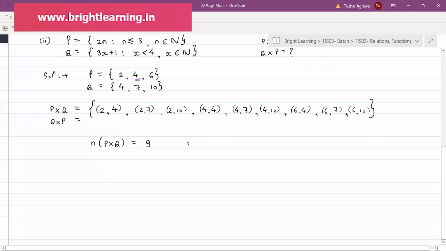The other notation for this: sir, P cross Q is a set only, a single set. N of P cross Q can also be written in terms of the modulus sign. For numbers, we call this operation modulus, like mod of minus 5. But in terms of sets, don't read it as mod of P cross Q. That is meaningless. The notation is the same, but you should read it as cardinality of P cross Q. Okay. So now for the next question.